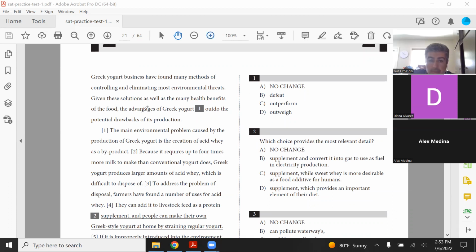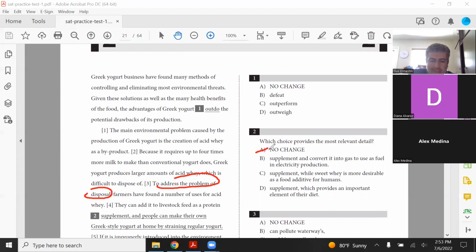Okay, so they want you to pick a choice that has the most relevant detail, meaning relevant to what's being mentioned in the passage, right? To address the problem of disposal, you could say farmers have found a number of uses. So one way is they could add it to livestock as a protein. So instead of throwing it away, they could use it for their livestock. But then to say people can make their own Greek-style yogurt at home doesn't talk about how they dispose of the acid whey. So I don't like the original.